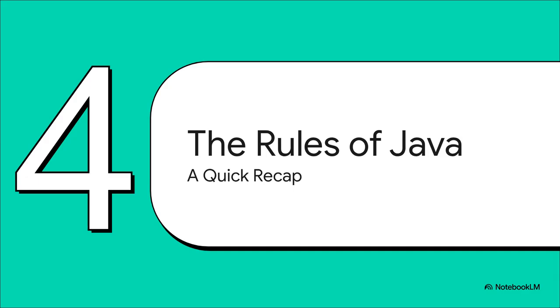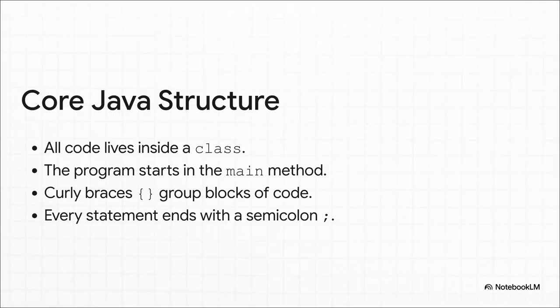Whew, okay, we've completely taken apart the entire program. So before we see the final result, let's just do a super quick recap of the big rules we just learned about how Java's put together. So if you remember nothing else, remember these four things. One, all your code has to live inside a class. Two, the program always kicks off in the main method. Three, those curly braces are used to group blocks of code together. And four, the big one, every single statement ends with a semicolon. That's it. That's the fundamental structure of a Java program.